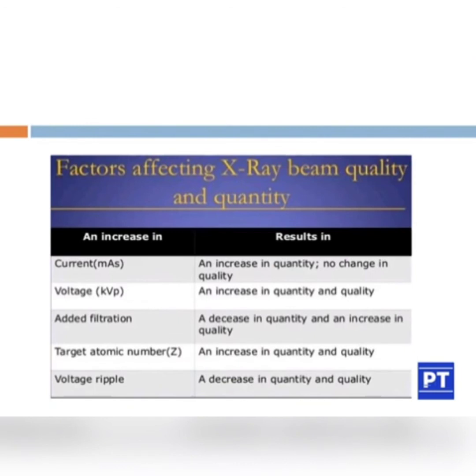Then while increasing the target atomic number, there is an increase in the quantity as well as quality. Then voltage ripple. An increase in the voltage ripple will result in a decrease in quantity as well as quality. The number of photons will be decreased, and the penetrating power will also be decreased.